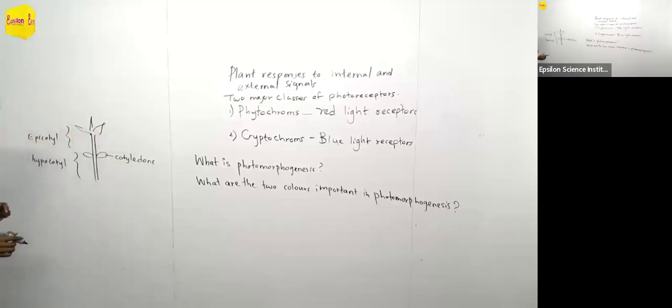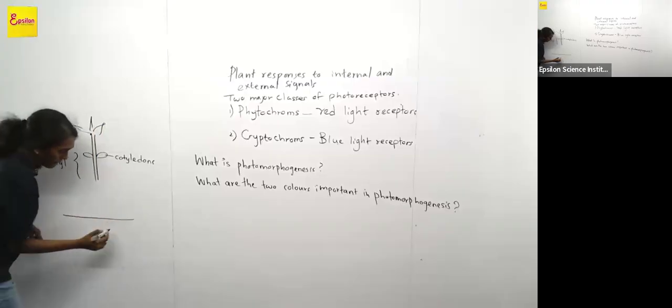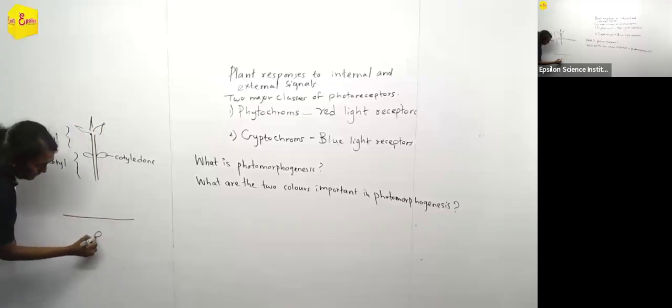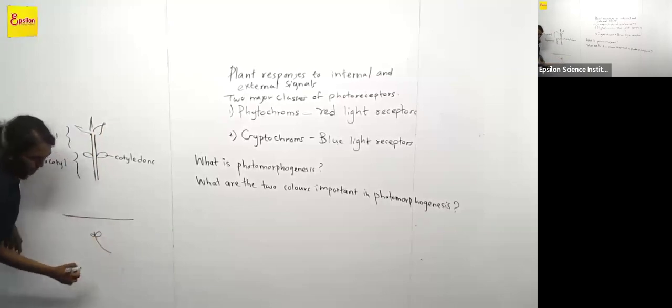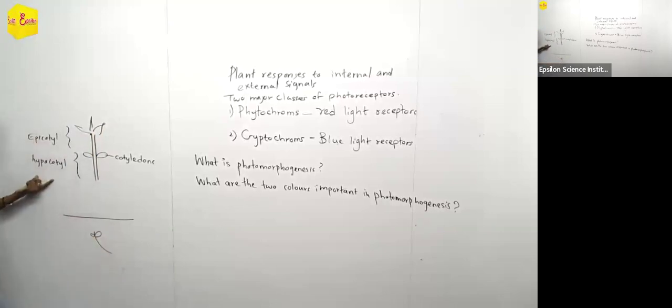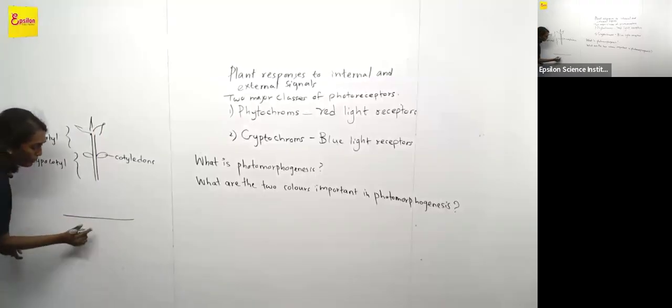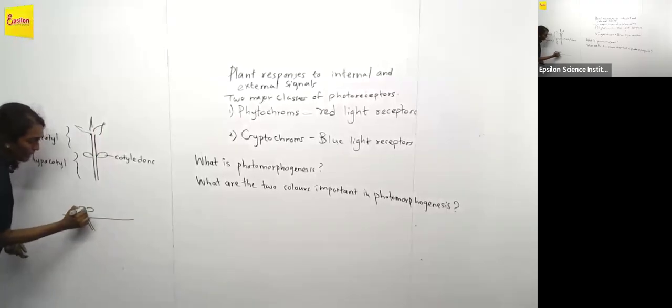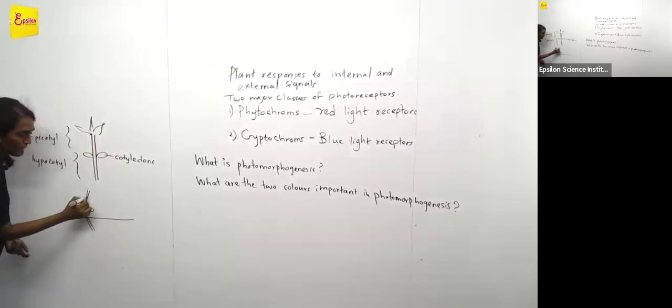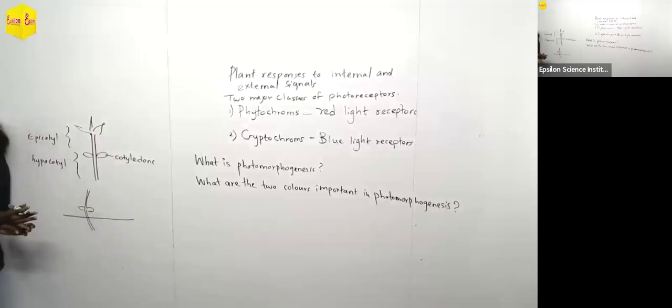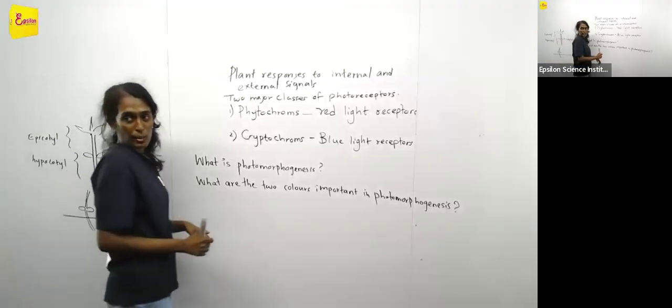So before it comes out of the ground, usually the latter part is elongated more. That means the hypocotyl is elongating faster. But when it just came out of the ground, now it usually needs to increase the epicotyl growth. So hypocotyl growth is inhibited when they see the light.